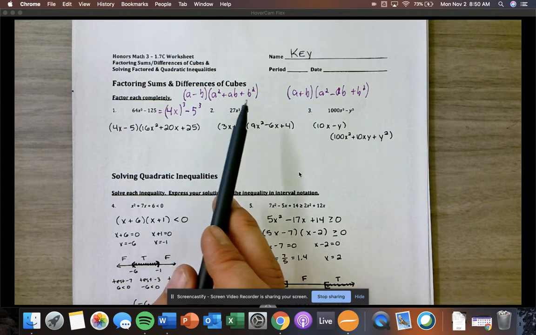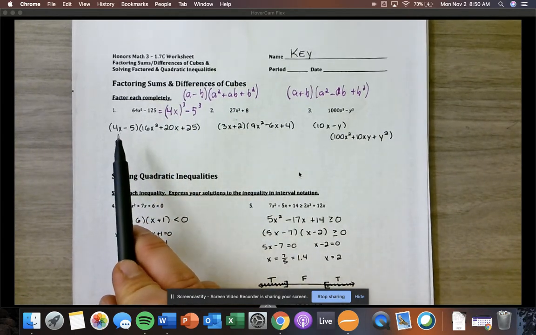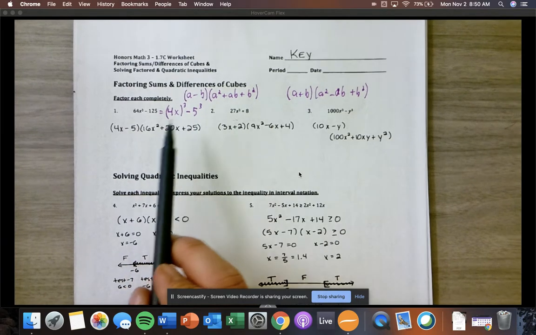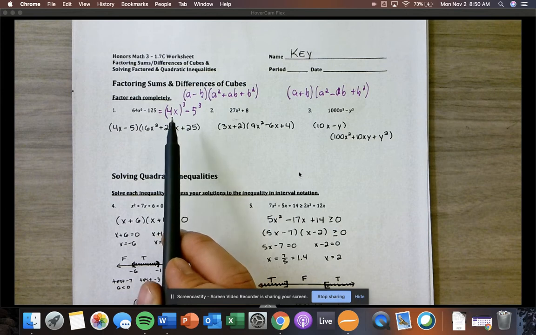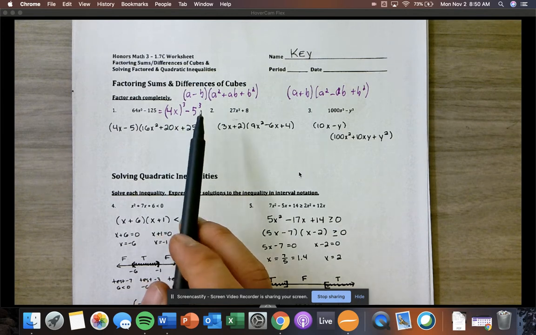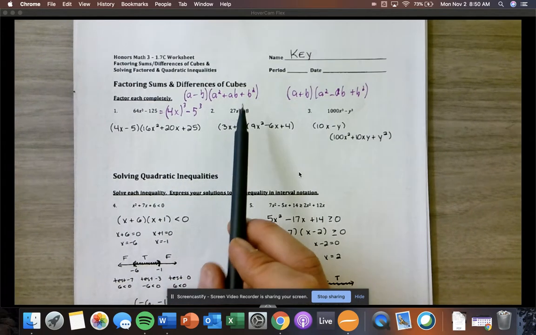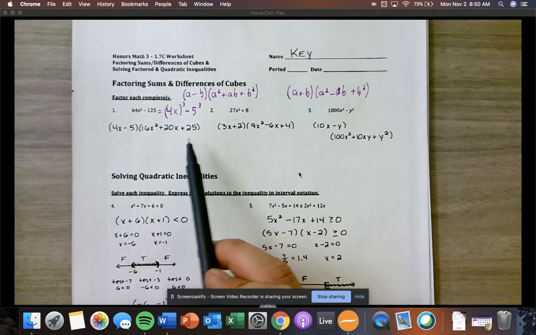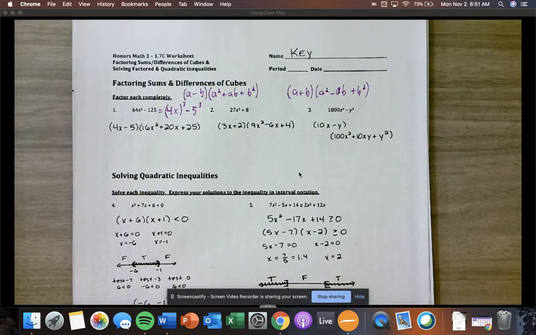We know we're going to be using our difference formula. So we just go a minus b, which is 4x minus 5. Then a squared is 16x squared plus a times b. So 4x times 5 is 20x. And then b squared is 5 squared, which is 25. And we do the same thing for numbers 2 and 3 as well.